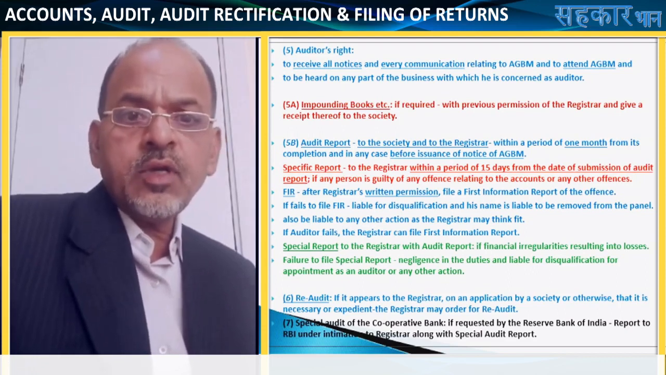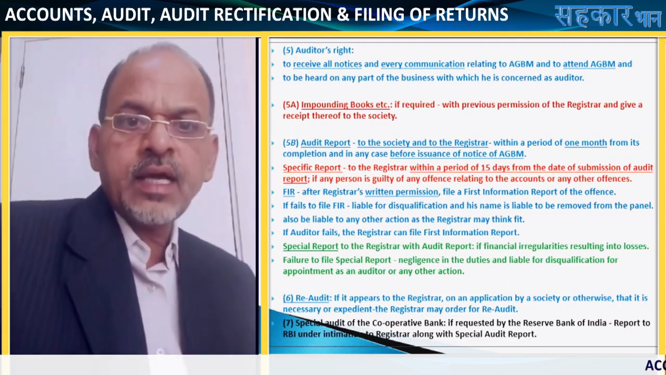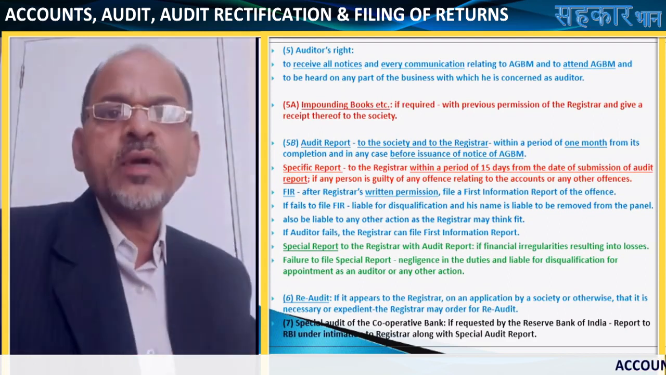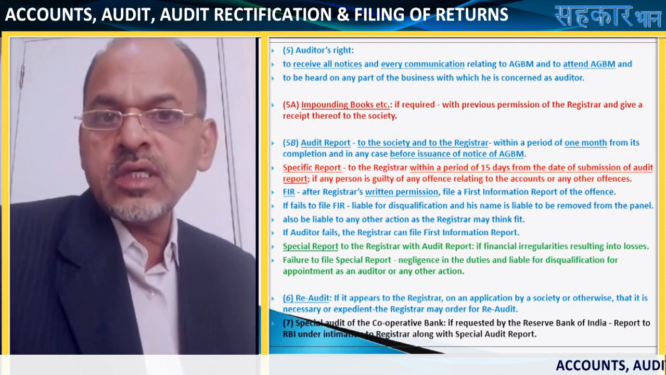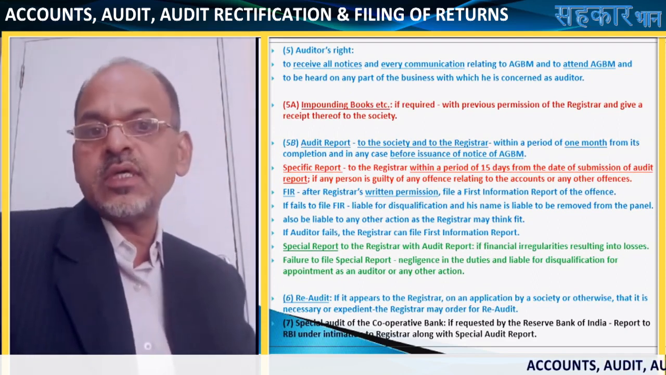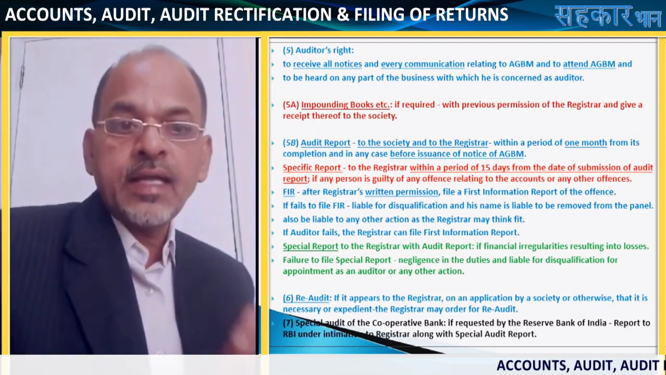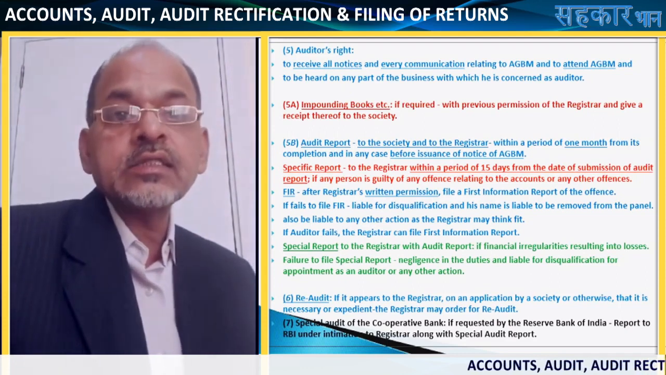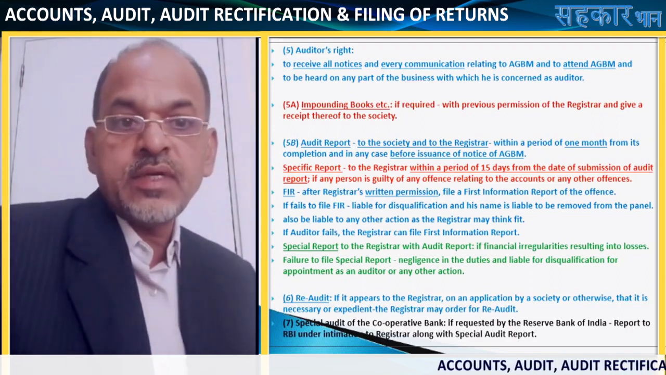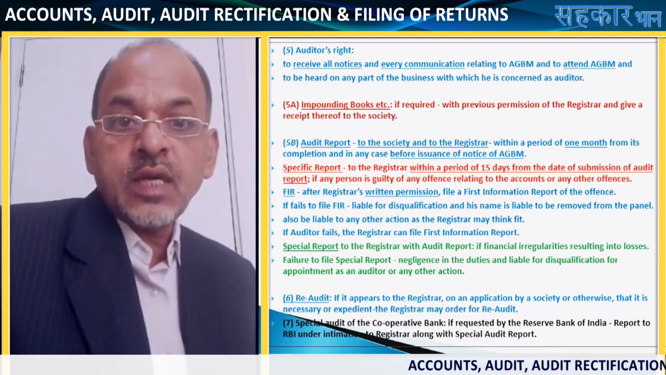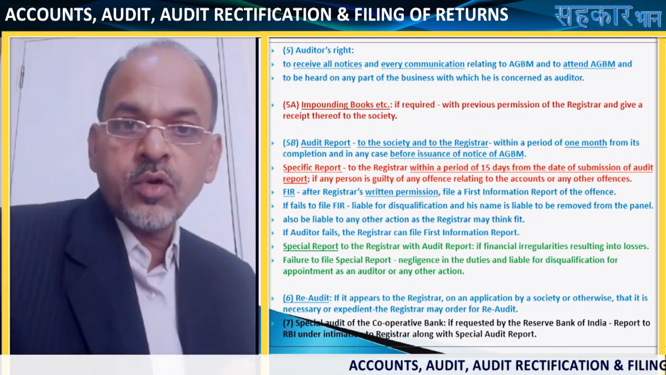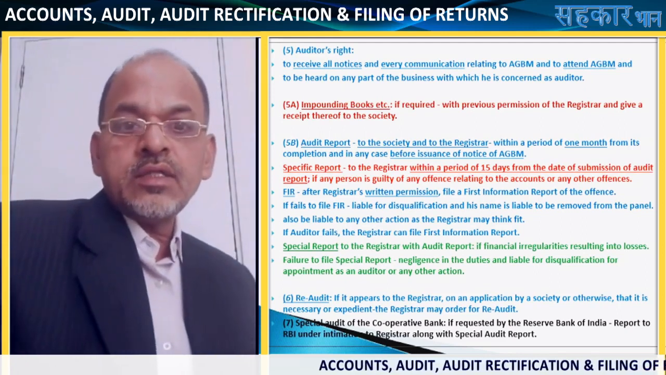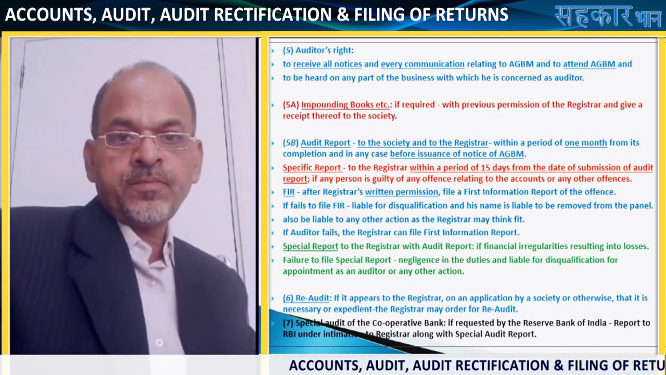And if the auditor fails to file the FIR, the registrar will arrange to file it. The registrar or his authorized person, the competent authority, will file the FIR against the person who has committed the offense. This is about the special report and the first information report.